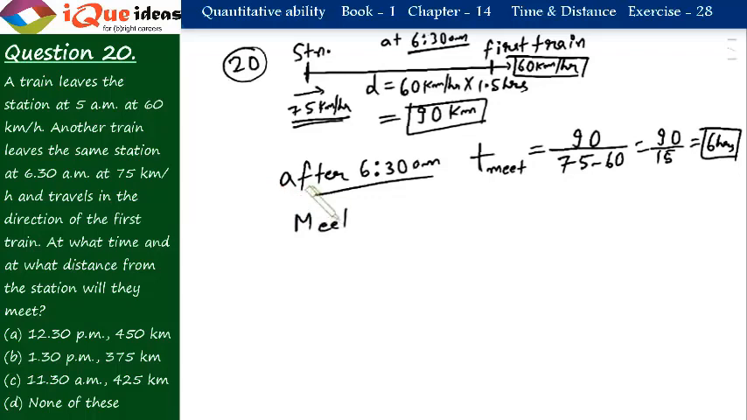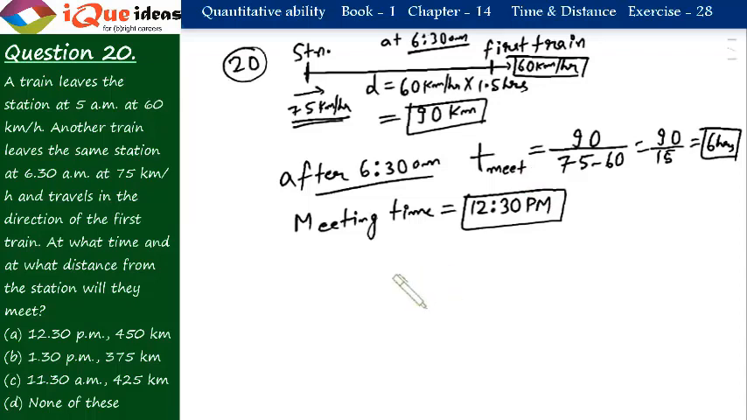So the meeting time would be equal to 6:30 a.m. plus 6 hours. So it will be 12:30 p.m. Alright, so the meeting time is 12:30 p.m.